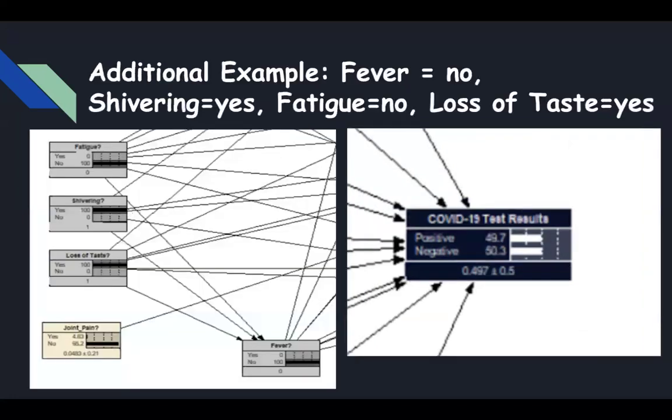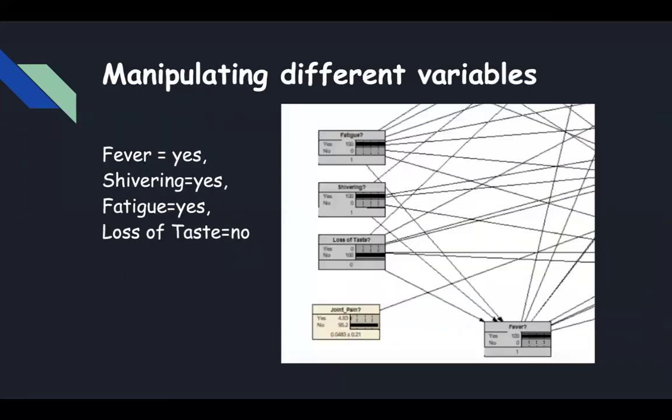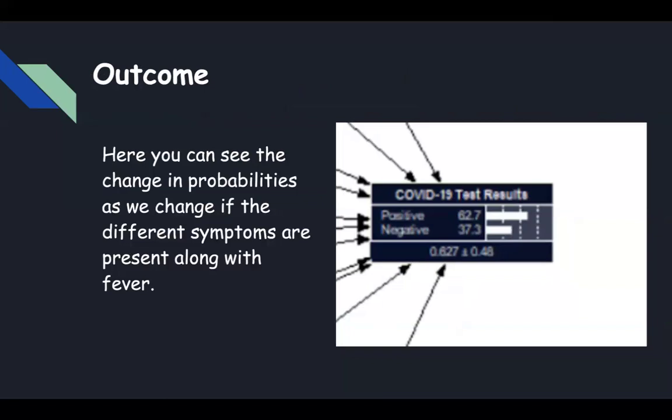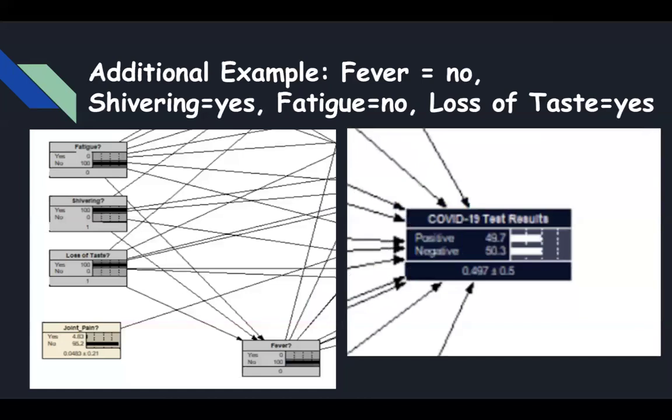So when we did what we did on the previous slide, we said fever was present, shivering was present, fatigue was present, and loss of taste was not present. It took us to the outcome where positive probability was 62.7 and negative probability was 37.3. And this is a similar example where fever is not present, shivering is present, fatigue is not present, and loss of taste is present. As you can see, the probability of a positive COVID test is 49.7 and negative is 50.3.